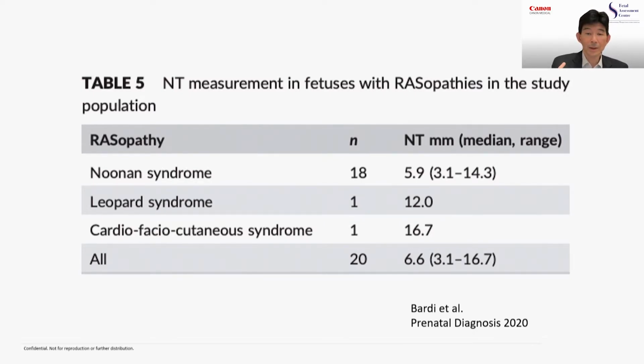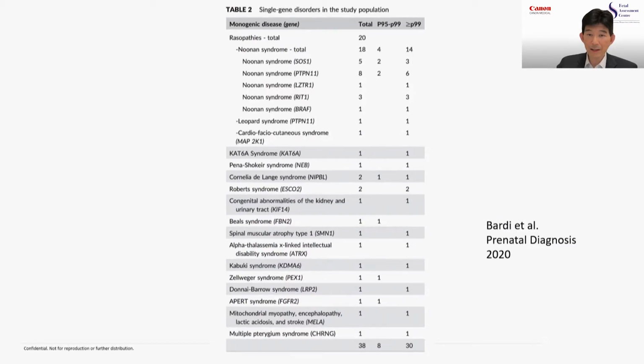Rasopathies, as you know, are abnormalities in the RAS-MAPK signaling pathway, which usually ends up in fetuses with very thickened nuchals and, of course, accumulation of fluid in most of the body systems. Noonan's does account for quite a lot of the rasopathies. In this particular paper by Badi, if you break down all the rasopathies, it was 18 of the 20 rasopathies that were actually Noonan's syndrome. But don't forget that rasopathies do not make up all the single gene disorders either.